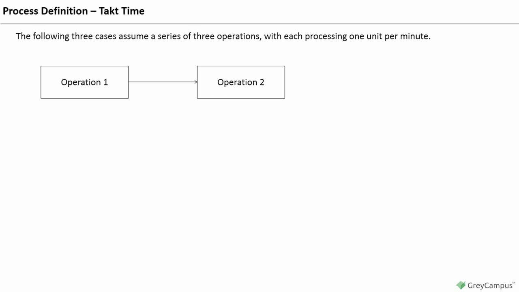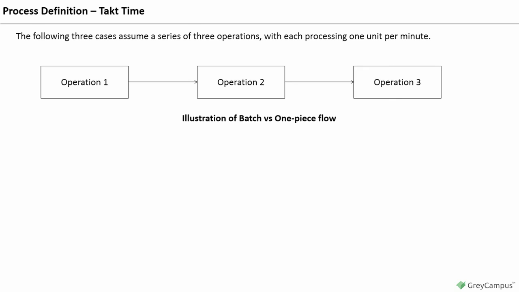Case 2. Orders are manufactured in batches of 10 units. Only batches of 10 units are transferred from operation to operation. The total processing time is 21 minutes before the first unit is available. Total order time through the entire process is 30 minutes for 10 units. Case 3. Orders are manufactured in batches of 1 unit. Each unit is transferred from operation to operation. The total processing time is 3 minutes before the first unit is available. Total order time through the entire process is 3 minutes for 1 unit.